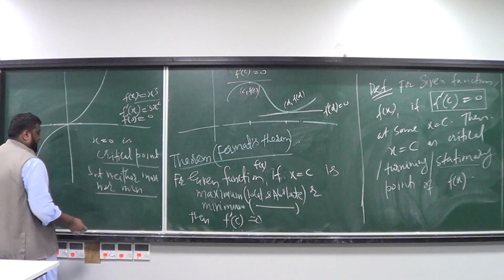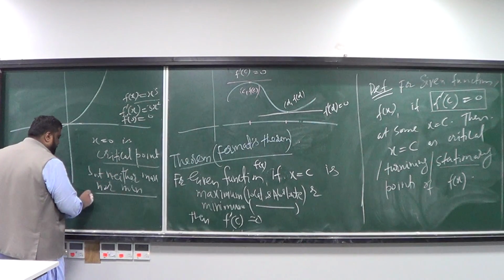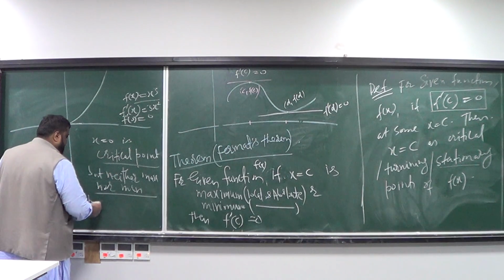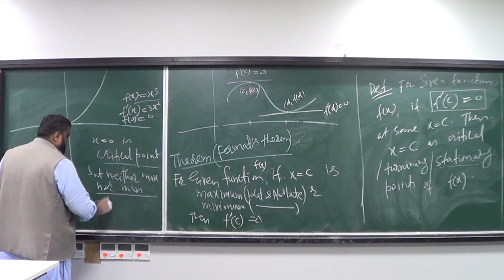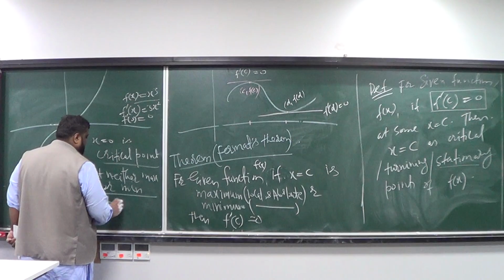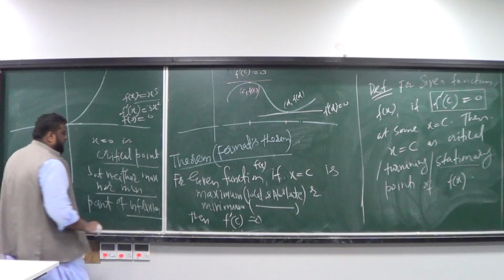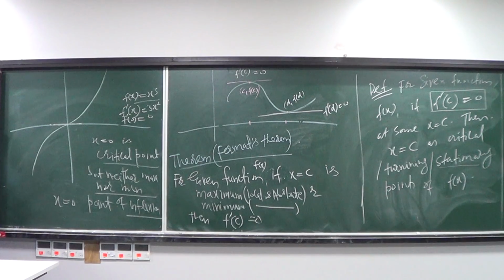In other words, a point where f prime of c equals 0, you call such a point the point of inflection. So x equal to 0 is the point, and you call it the point of inflection.